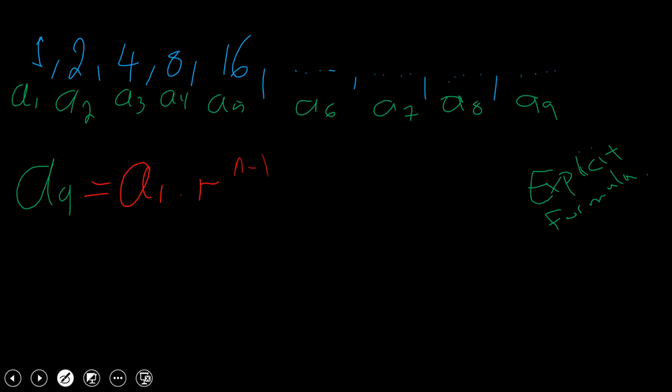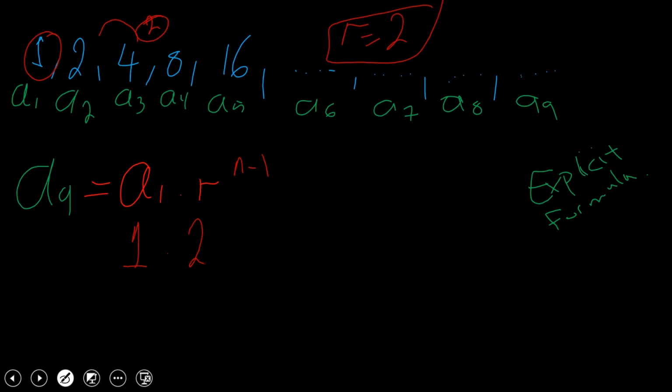Now, so a sub 9, if I want to find it, I need a sub 1, which is 1, times r. Where's r? How can I find it? By dividing any two consecutive terms by each other. Like 4 divided by 2 is 2. So r here is equal to 2 times, what is n? It is 9 minus 1, 8.